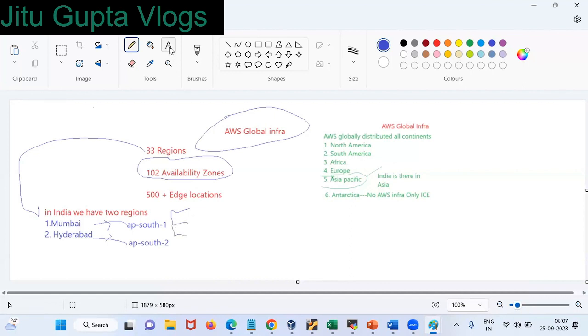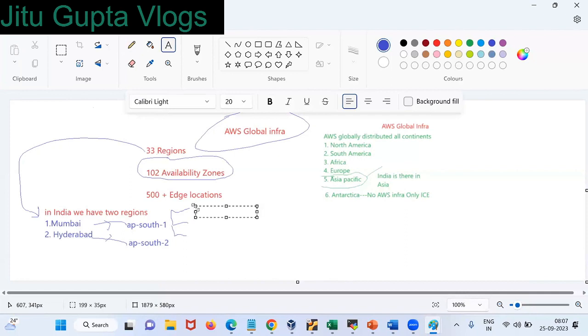Okay. The codes of the availability zones are AP South 1A. Next, AP South 1B. Next, AP South 1C. Clear?